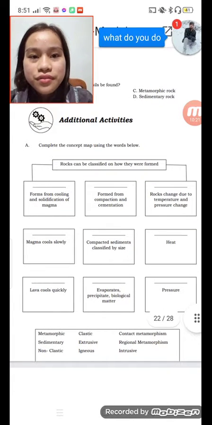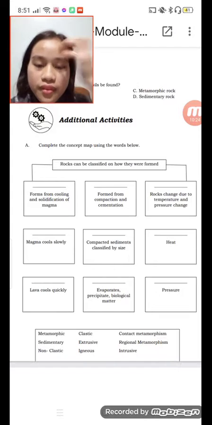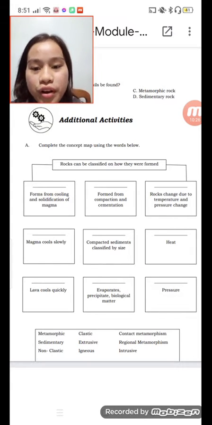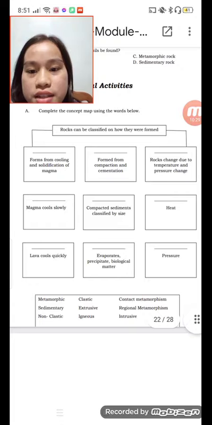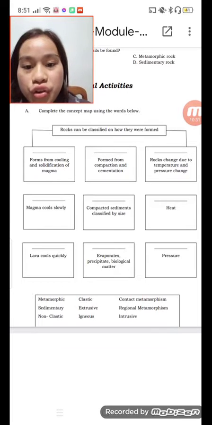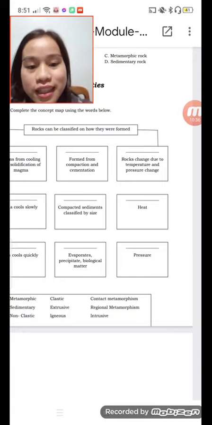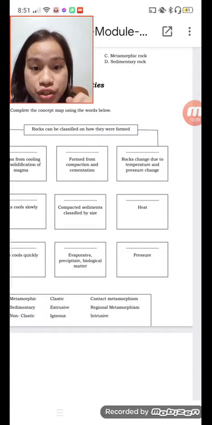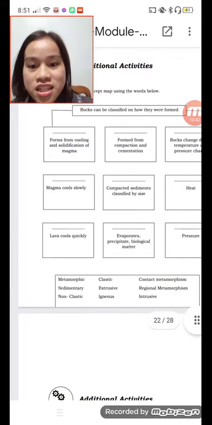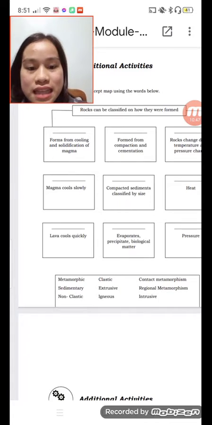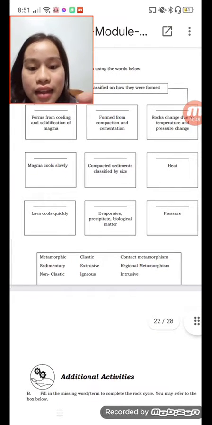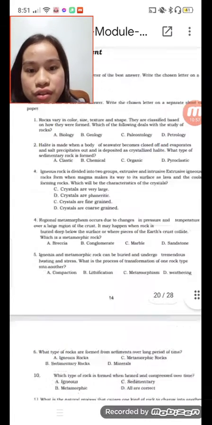Then rocks can be classified by how they were formed. One is formed from cooling and solidification of magma. Two, formed from compaction and cementation. Three, rocks change due to pressure and temperature change. Four, magma cools slowly, contact with sediments, glass, besides heat. Then lava cools quickly, evaporates, precipitate, biological matter, temperature.